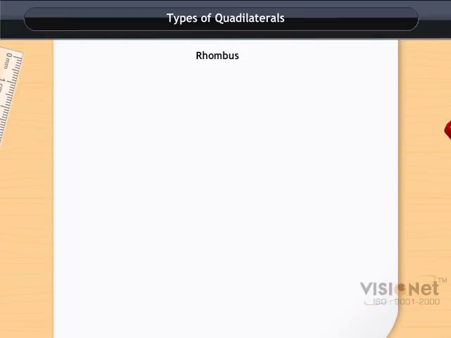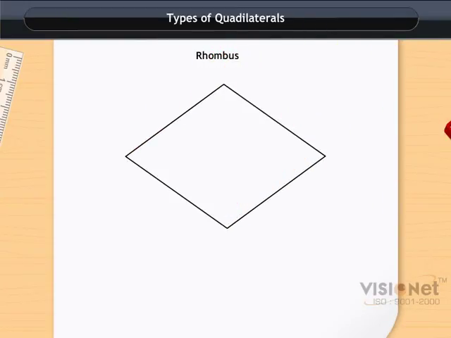A rhombus is a parallelogram whose adjacent sides are equal. Here AB is equal to AD and BC is equal to CD.